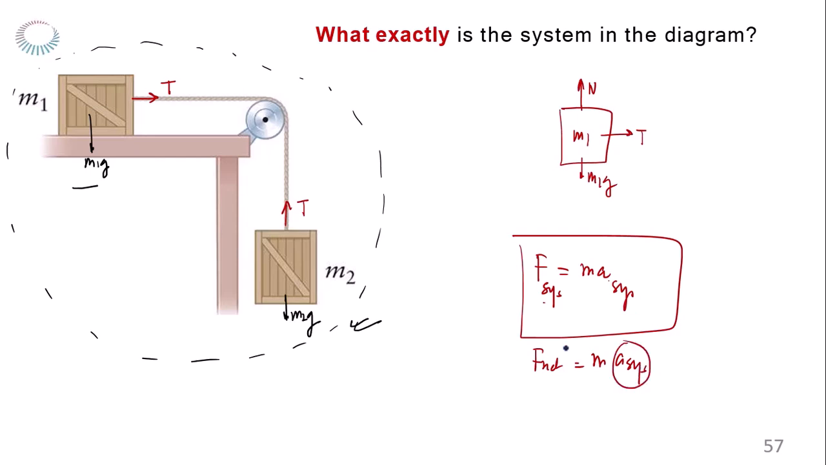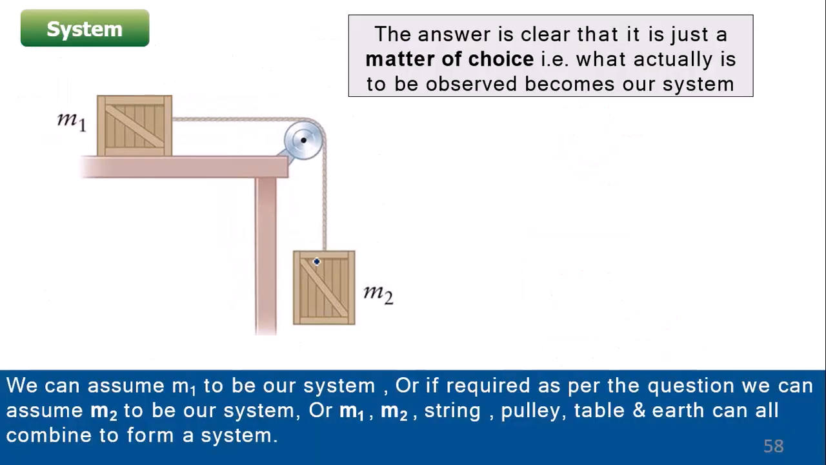Now depending on the choice of the system, the acceleration will vary. But whenever I consider the system, the net force on the system has to be considered. The system is in our hand. I have to choose the system. Once I choose the system, if I say only M1 is our system, then what force acting on M1 do you have to consider? Net force on M1 only. So the answer is clear, that is just a matter of choice. What is to be observed becomes our system.